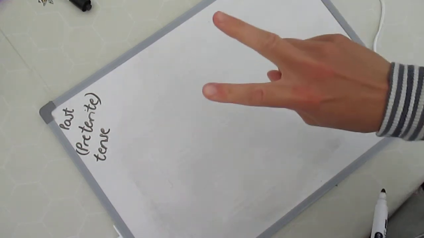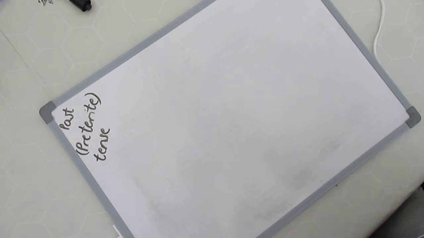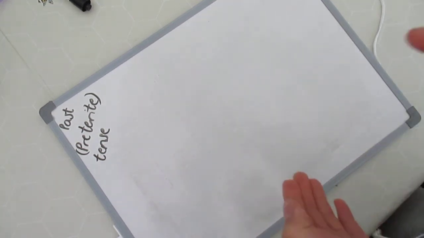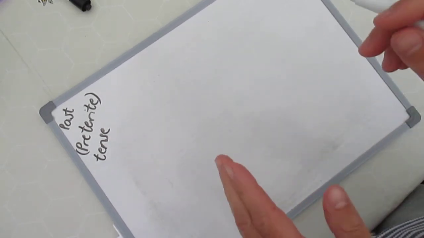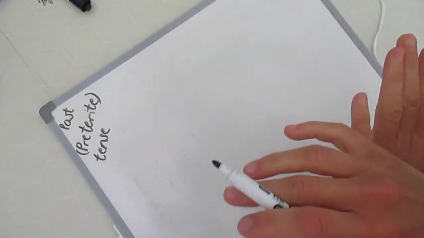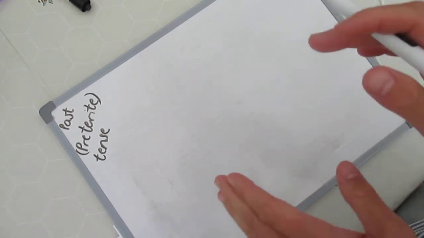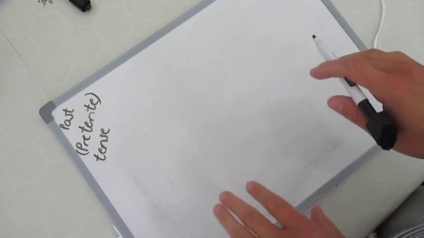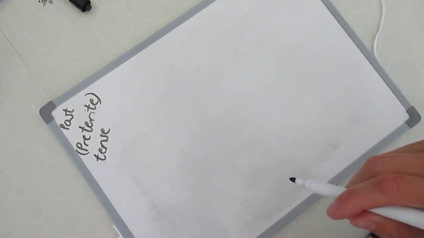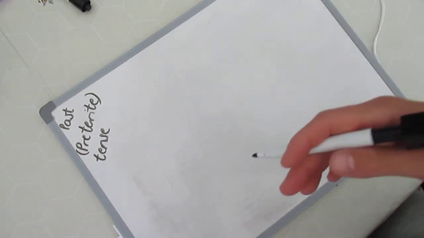There are two types of past tense in Spanish. One is called the preterite and one is called the imperfect. So we're looking at the preterite tense today. That basically means things that have happened in the past and they're done. So for example, yesterday I ate a sandwich, okay? It's happened, it's done.